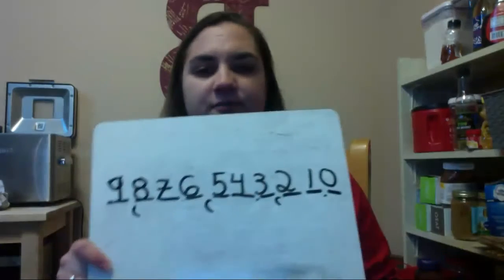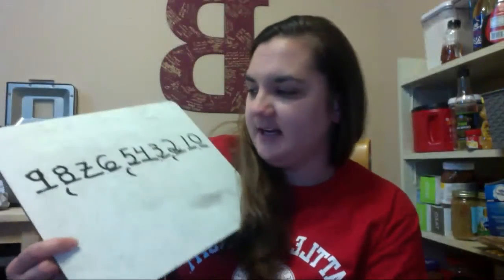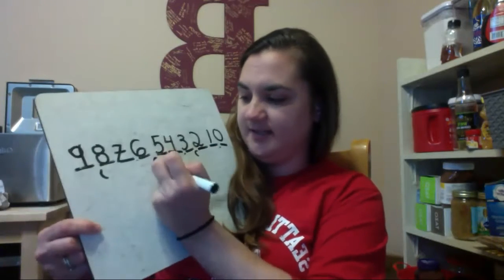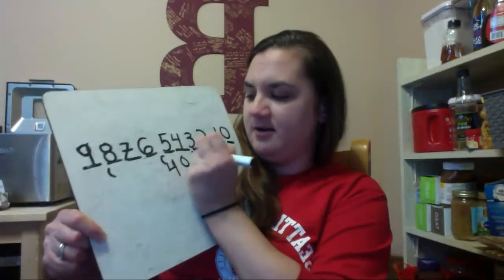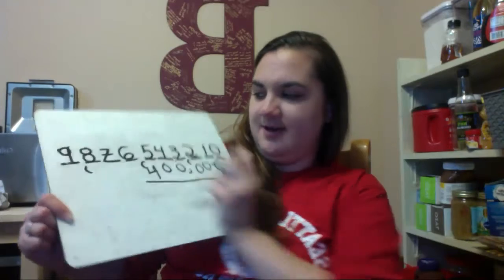I then want to put all my numbers in decreasing order. 3, 2, 1, 0. So I should first get a number that looks like this. But now I need to add 400,000, okay? So remember, I need to line it up still. So this is thousands, 10,000s, 100,000s. So I need to go 400,000, like so, and add it up.